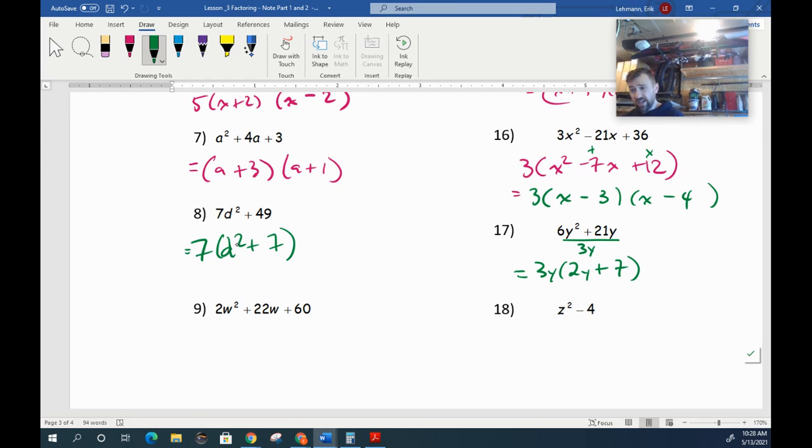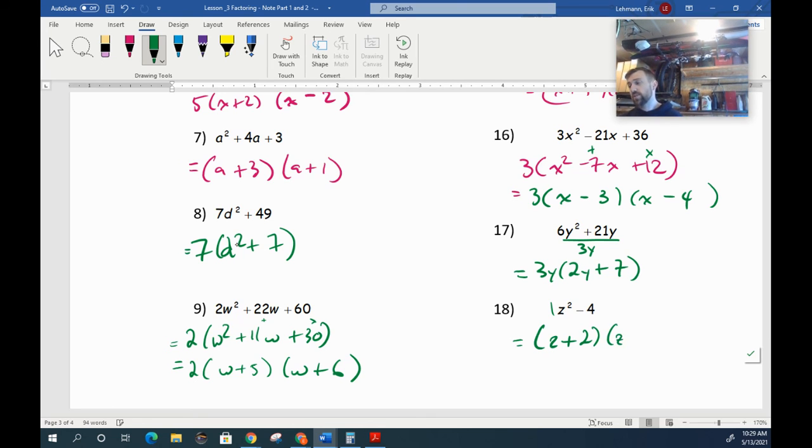All right. 2, I can take a 2 out because they're all even numbers. W squared plus 11w plus 30. Two numbers that multiply to 30 and add to 11. W plus 5, w plus 6. That's a 1, that's a -4. There's two terms, they're separated by a minus sign. They're both perfect squares, so they can go dots, z plus 2 and z minus 2.